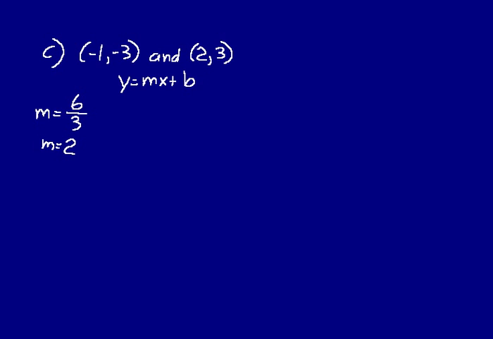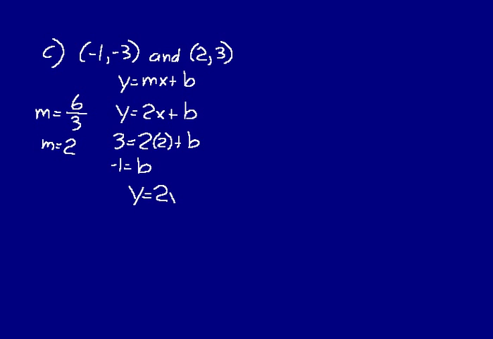And so we'll say y equals 2x plus b. Now we pick either of those 2 points to substitute in and solve for b. And let's just take the second pair because it's easier to work with positive numbers than negative. Y is 3 equals 2 times x, which is 2, plus b. So 3 equals 4 plus b. If we added a -4 to both sides, we'd have -1 equals b. And so our equation is y equals 2x minus 1.